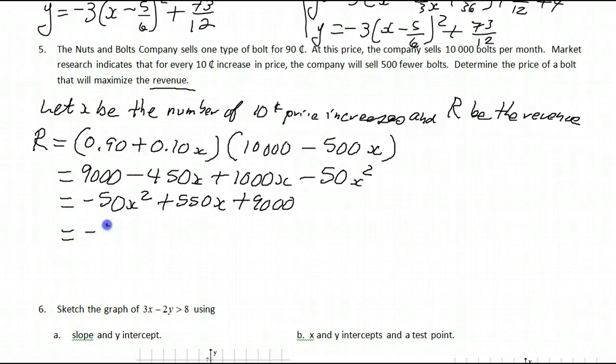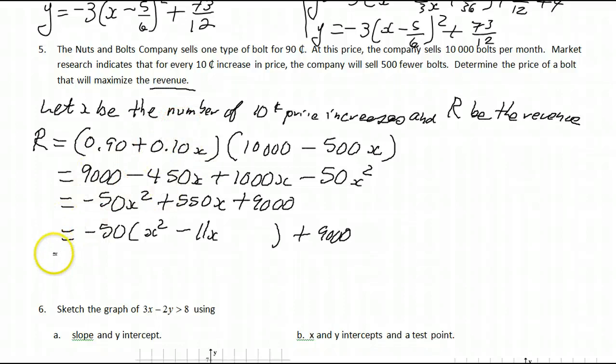Complete the square. Negative 50, factor it out. X squared, divide this by negative 50, right? It's going to give you minus 11x. Leave some space. And then we've got the plus 9,000. I'm only doing this the one way, okay? You can do it the other way if you like, but I've got to find my cursor. Okay, so negative 50, x, half of 11, right?